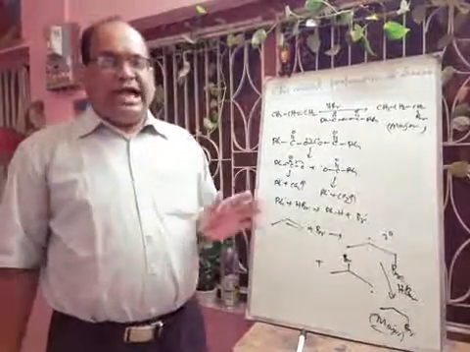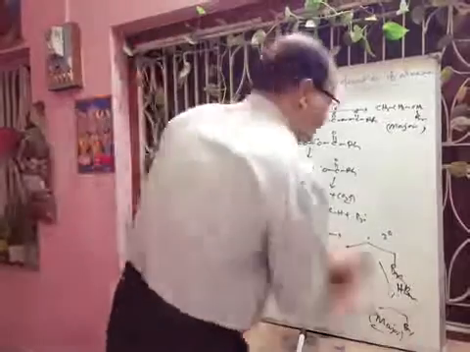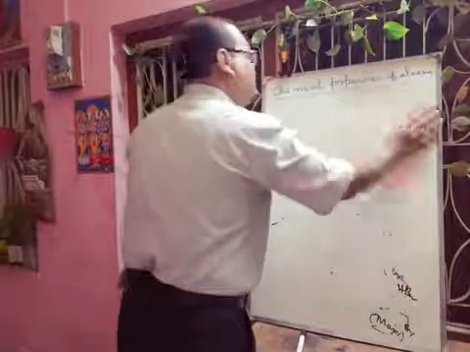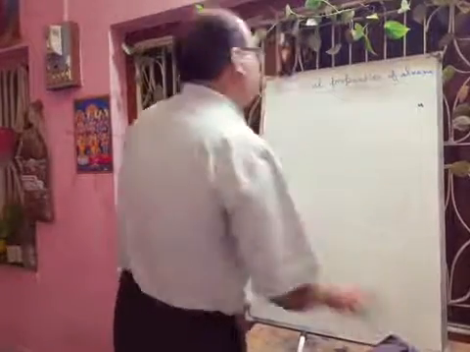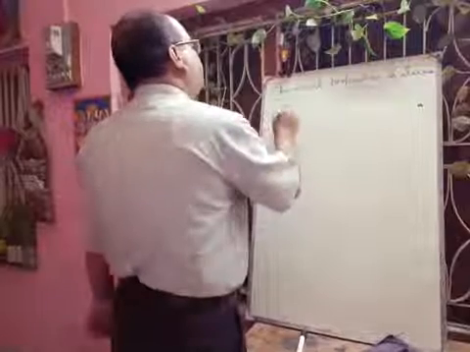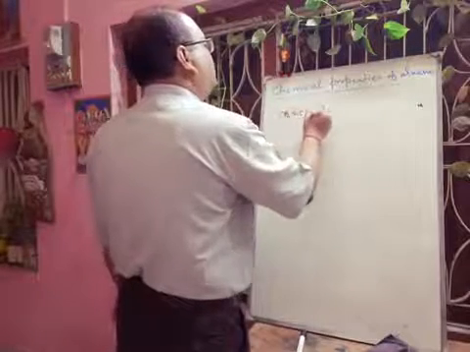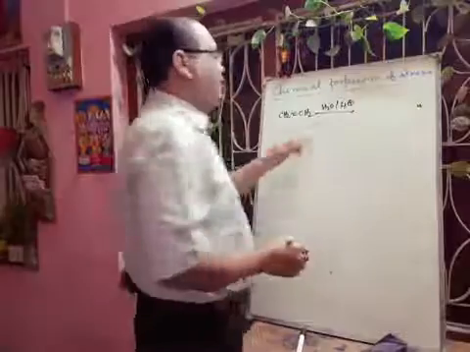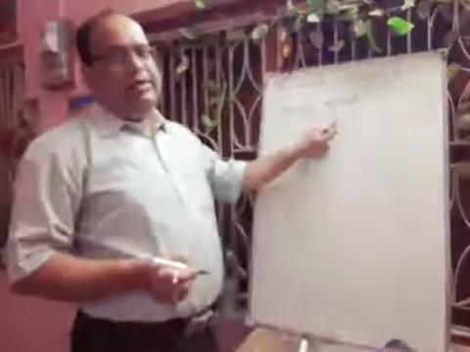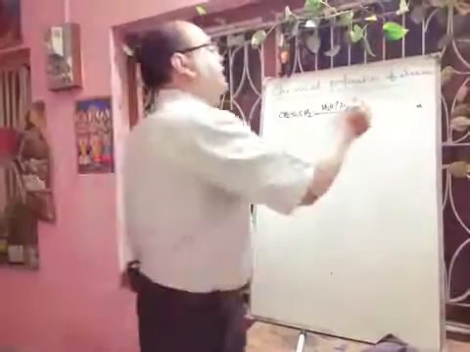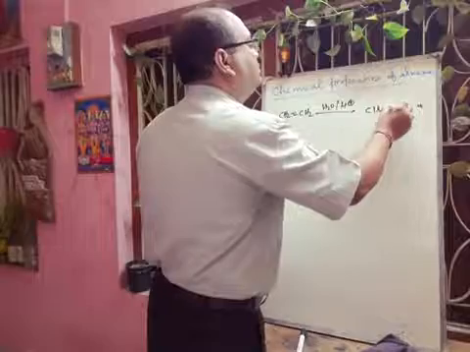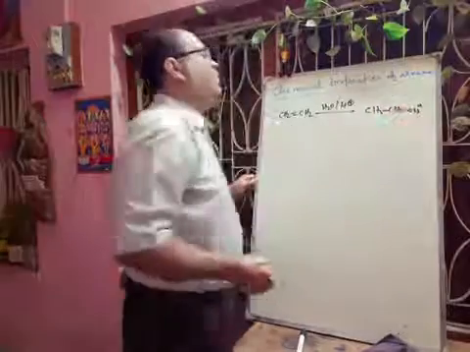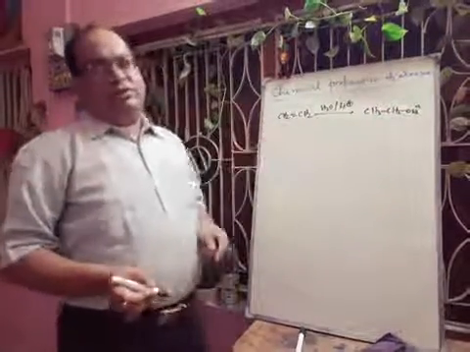Next we will discuss the addition of water. If we take CH2 double bond CH2, water will be added in the presence of acid. You have to take H plus here. Then there will be formation of ethyl alcohol. One side H will be added, and the other side OH will be added.